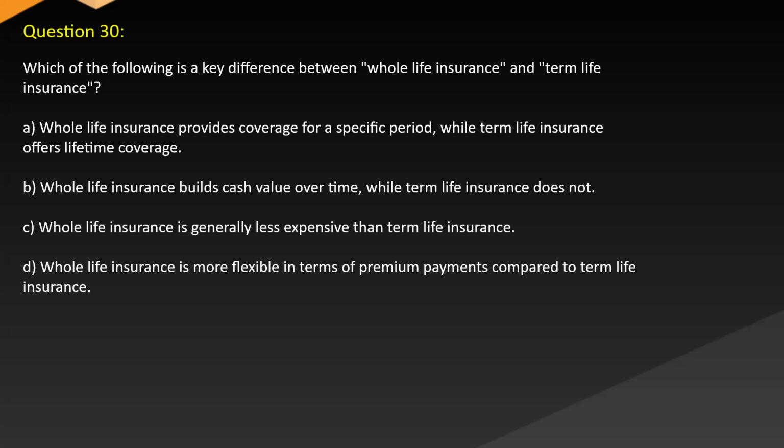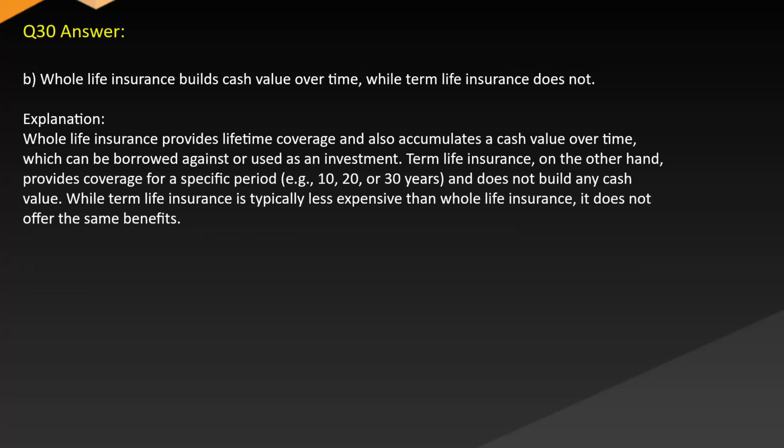A. Whole life insurance provides coverage for a specific period, while term life insurance offers lifetime coverage. B. Whole life insurance builds cash value over time, while term life insurance does not. C. Whole life insurance is generally less expensive than term life insurance. D. Whole life insurance is more flexible in terms of premium payments compared to term life insurance. Answer: B. Whole life insurance builds cash value over time, while term life insurance does not.